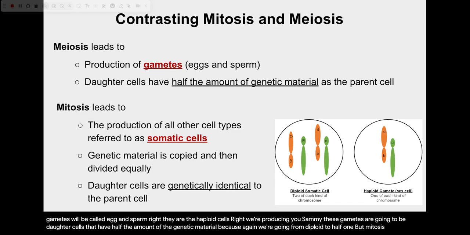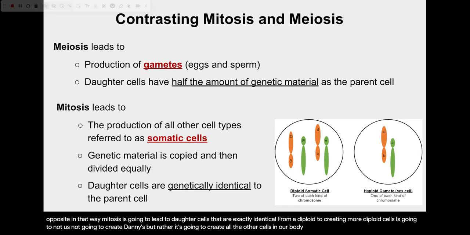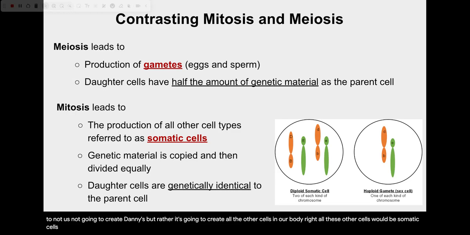Right, mitosis is the opposite in that way. Mitosis is going to lead to daughter cells that are exactly identical. Right, so we're going from a diploid to creating more diploid cells. Now mitosis is not going to create gametes, but rather it's going to create all the other cells in our body. Right? All these other cells would be somatic cells. Right, so mitosis is creating these somatic cells. We're not creating gametes. We are not creating egg and sperm. The daughter cells are going to be genetically identical to the parents.